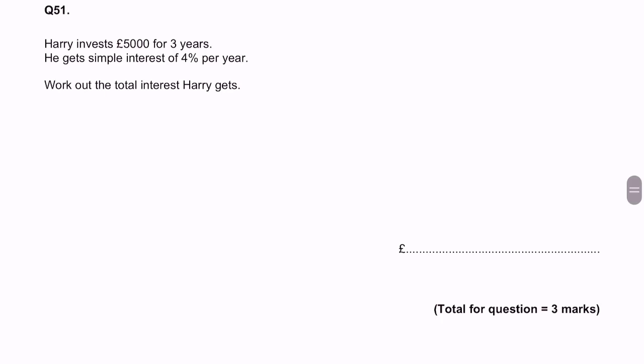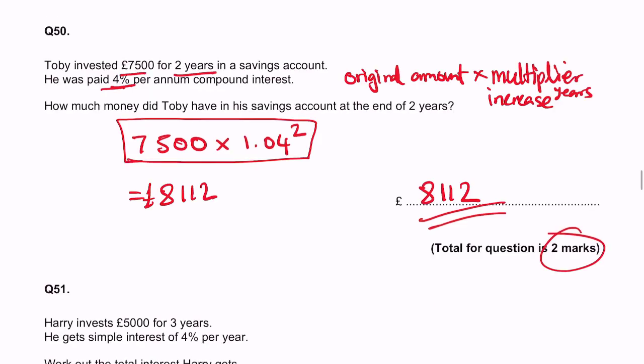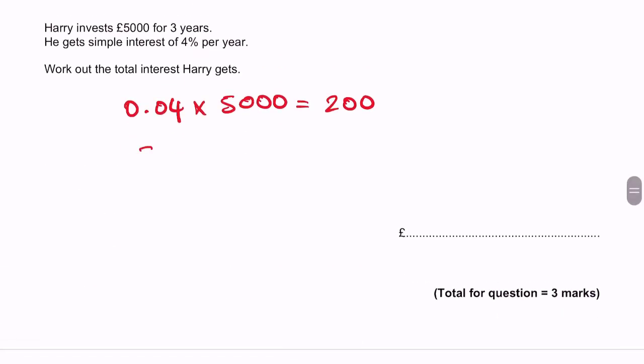Harry invests £5,000 for 3 years. He gets simple interest of 4% per year. Work out the total interest Harry gets. So he gets 4% interest, so multiply 0.04 by the original amount, which is 5,000. So basically working out simple interest. The interest is going to be 0.04 times 5,000, which is £200 per year, and he gets it over 3 years. So that would be 3 times 200, which is £600.